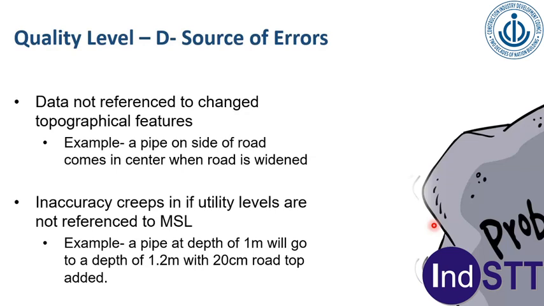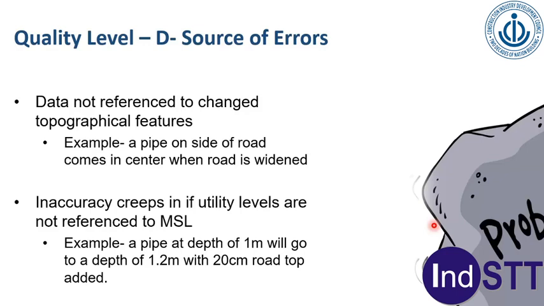So, quality level C should rarely be used for design purposes when underground utilities are present. It's definitely an improvement on quality level D, but again, not good enough for design or construction. Here, this is mapping of surface utility features. You can use total station or DGPS, and that is what comes in quality level C. Then comes quality level B.